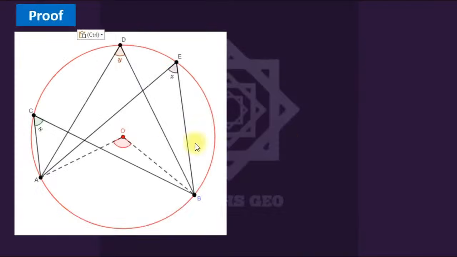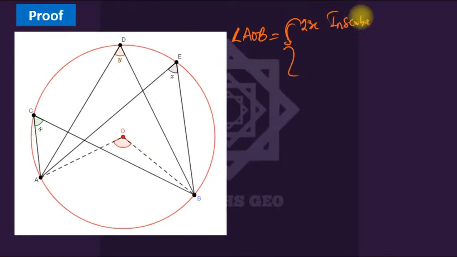Okay, to prove that, we locate the center of the circle O. So from here we can get the proof. What do you see? Angle AOB, which is the central angle, will have three answers depending. If you take angle ACB to be the inscribed angle, you see that angle AOB will be 2x, based on the inscribed angle theorem, that the central angle must be 2 times the inscribed angle.